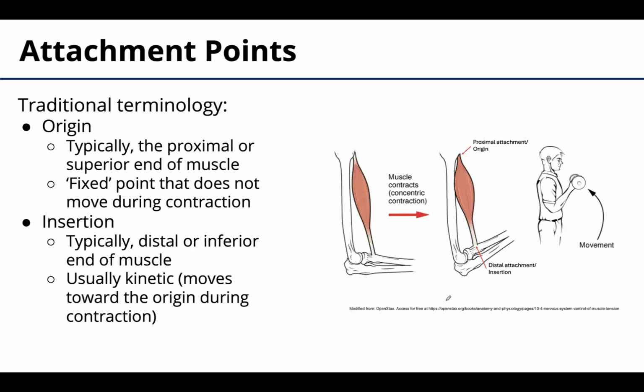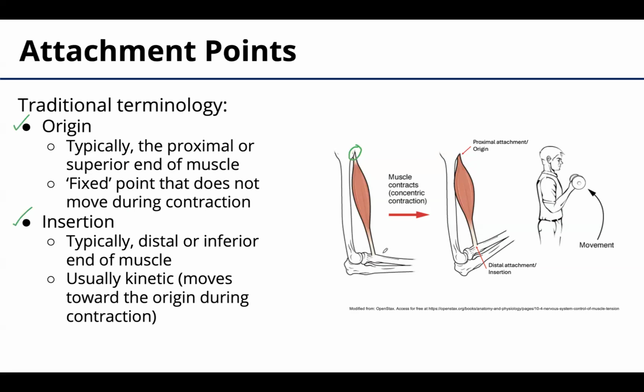The traditional terminology for muscle attachment points includes the terms origin and insertion. Origin is typically associated with the attachment on the proximal or superior end of the muscle. In most concentric contractions, this is fixed. This is the non-moving part, but not all the time, and that is why there's been a movement away from these more traditional terms.